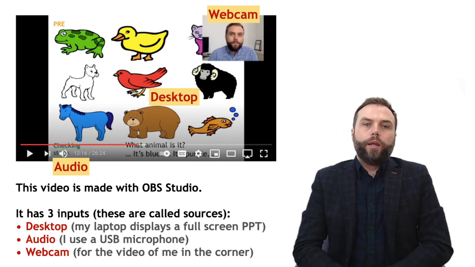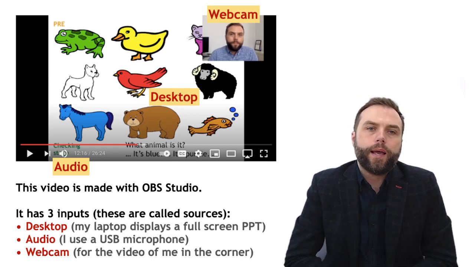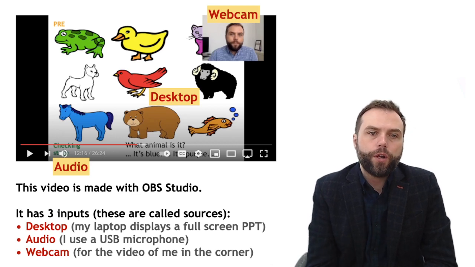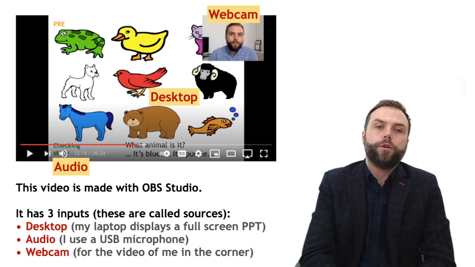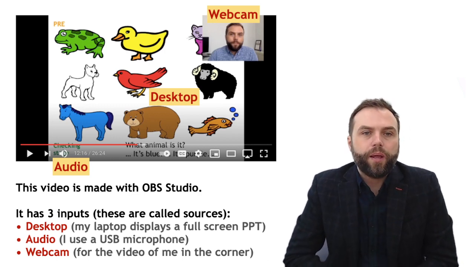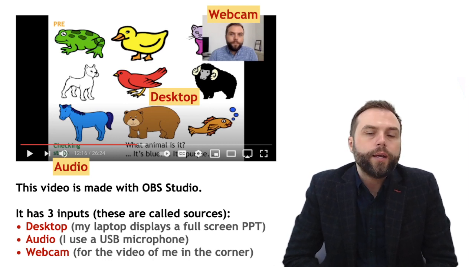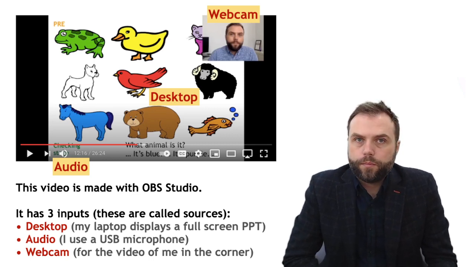So on this video here, you can see it has a webcam. It has the desktop. In this case, it's a full screen presentation file, and it has the audio input. So this video is made with OBS Studio, and it has 3 inputs. These are called sources in OBS Studio. So we have the desktop input. This is my laptop displays a full screen PPT. So I have a PPT and I just make it full screen, and OBS Studio will record the desktop video.